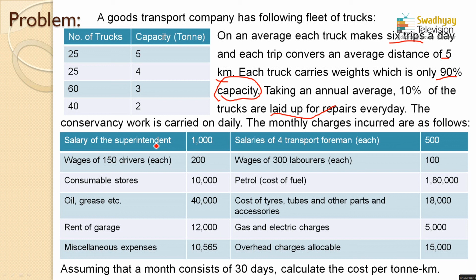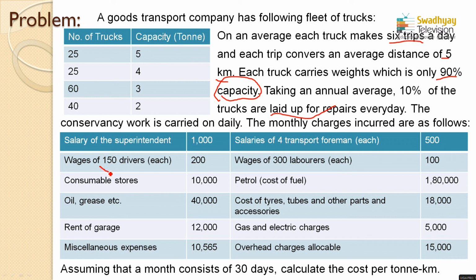All are expenses only. So the salary of the superintendent, then the salary of a transport foreman, wages for drivers, wages for laborers, consumable stores, petrol, oil and grease, cost of tires, tubes and allocations, rent of garage, gas and electric charges, miscellaneous expenses and overhead charges. These are the expenses.